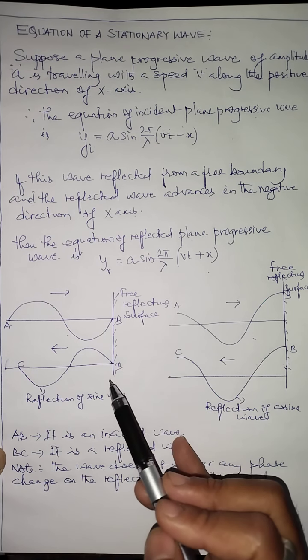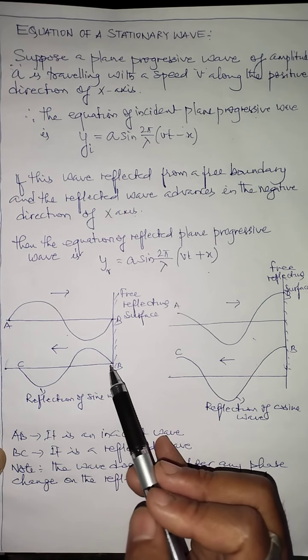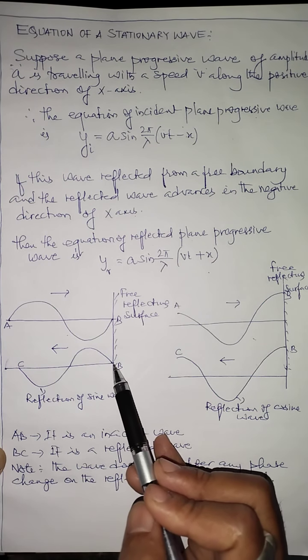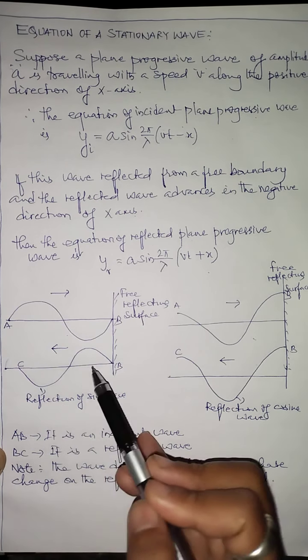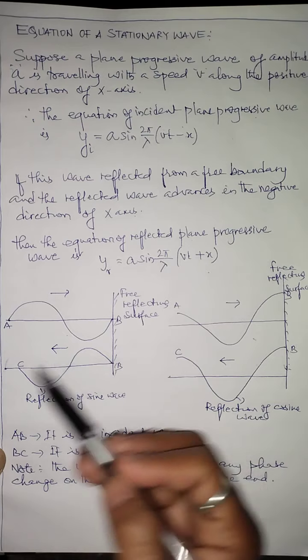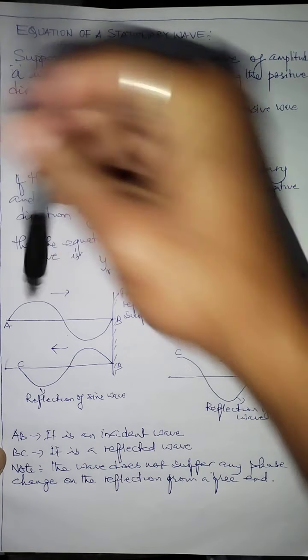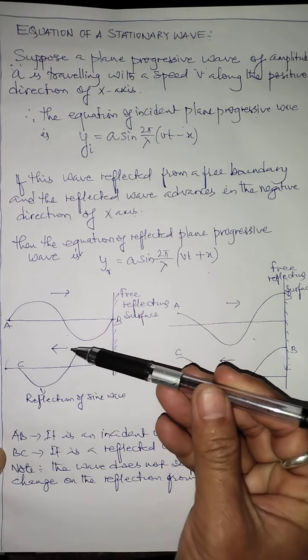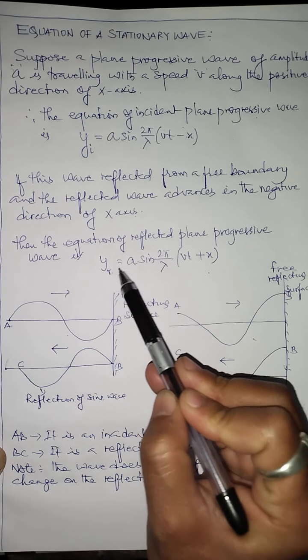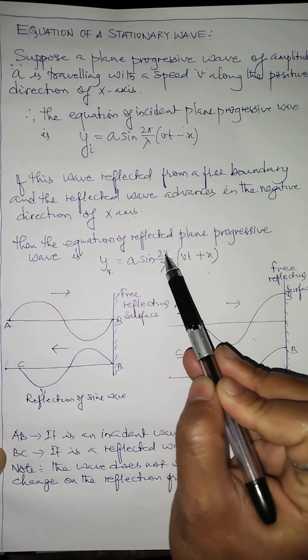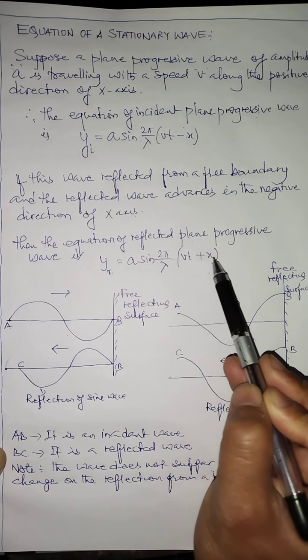This is the incident wave. Then after the reflection, the wave propagates in the same phase. That means BC is the reflected wave. BC is the what? Reflected wave. And this reflected wave is expressed by the equation yr equals a sine 2π/λ (vt + x).